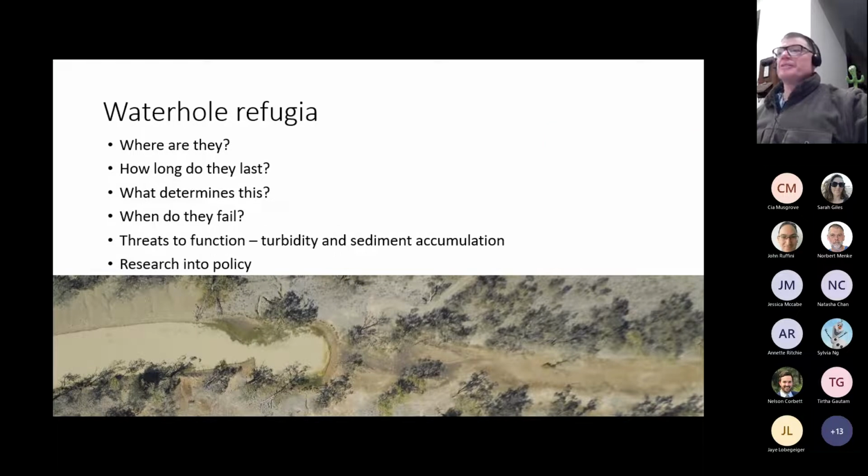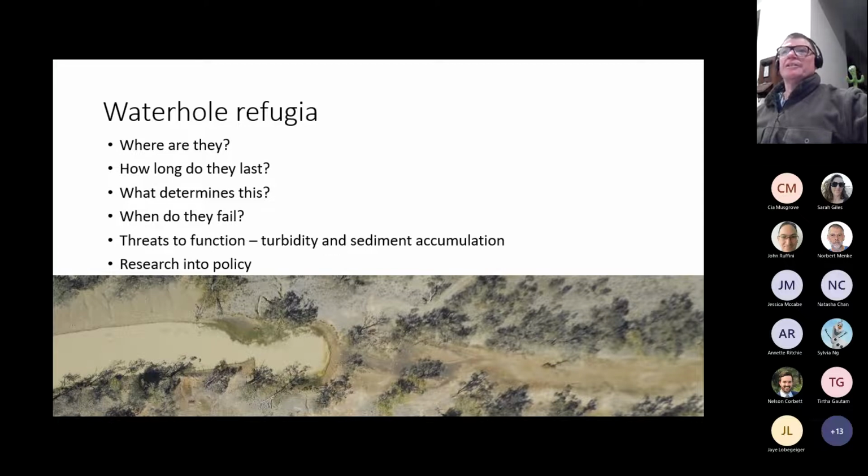So some key questions when you start thinking about how waterholes operate in these systems. The first question is, well, what do they do? And I'll come to that in a second. But once we understand that, we want to know, where are they? We want to know, how long do they last in the landscape once flow ceases? We want to know, what are the determinants of this?